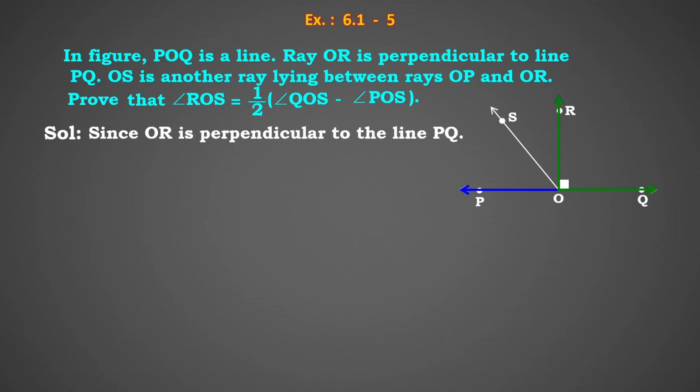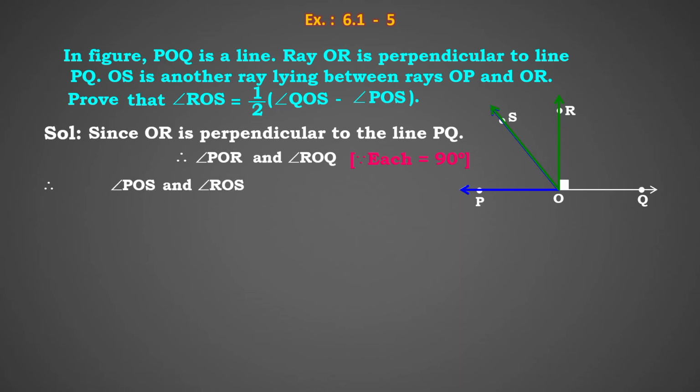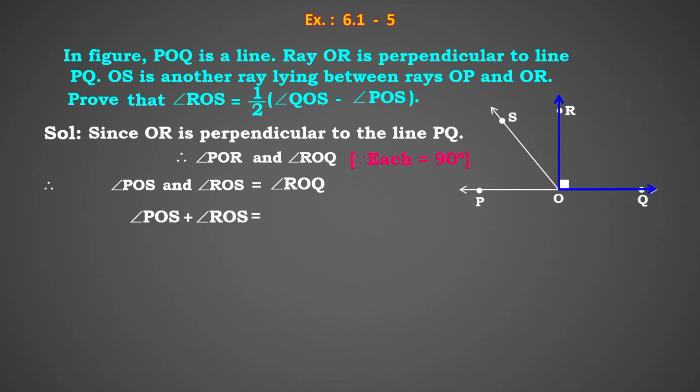Solution. Since OR is perpendicular to the line PQ, therefore angle POR and angle ROQ each are 90 degree. So angle POS plus angle ROS equal to angle ROQ. Angle POS plus angle ROS equal to angle QOS minus angle ROS.